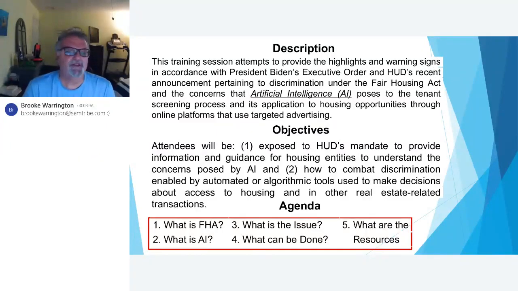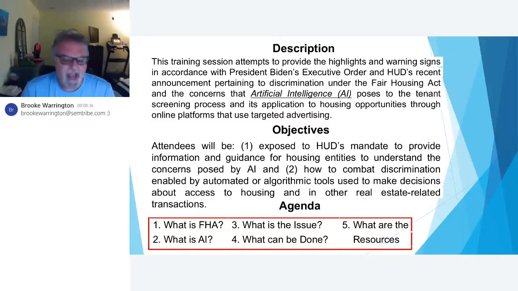The description says this training session attempts to provide the highlights and warning signs in accordance with President Biden's executive order and HUD's most recent announcement pertaining to discrimination. That's really the problem that HUD is seeing, and that the federal government at the highest level is seeing: discrimination under the Fair Housing Act and the concerns about AI. I'll probably go back and forth calling it either artificial intelligence or AI. I like to use acronyms as much as the next person.